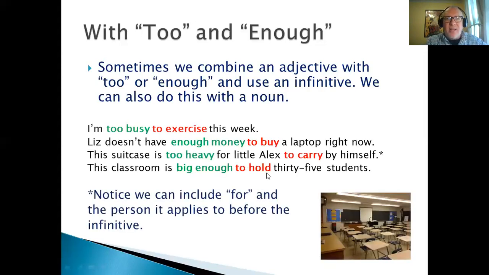And notice in the example about little Alex, I can put for in between too heavy and the infinitive, right? It's not too heavy for me, but it's too heavy for little Alex to carry by himself, right? We put for in the middle there. Too heavy for me, too big for me, right? We can put that in there. All right. So that's too and enough. We had that in the last chapter.